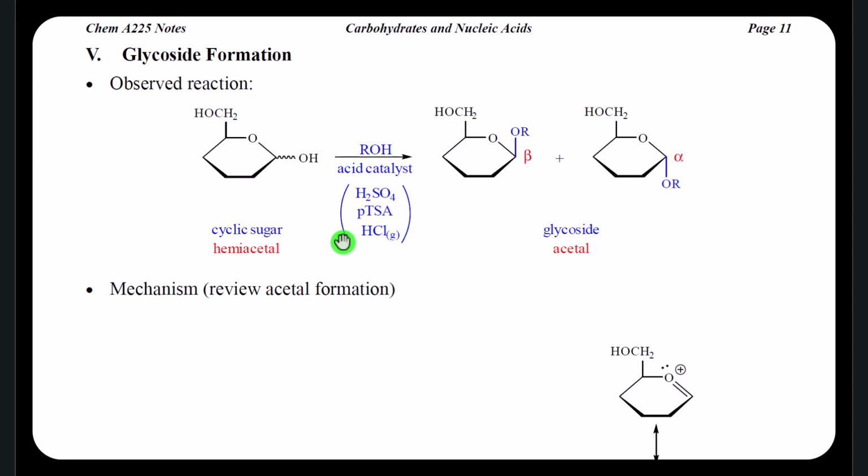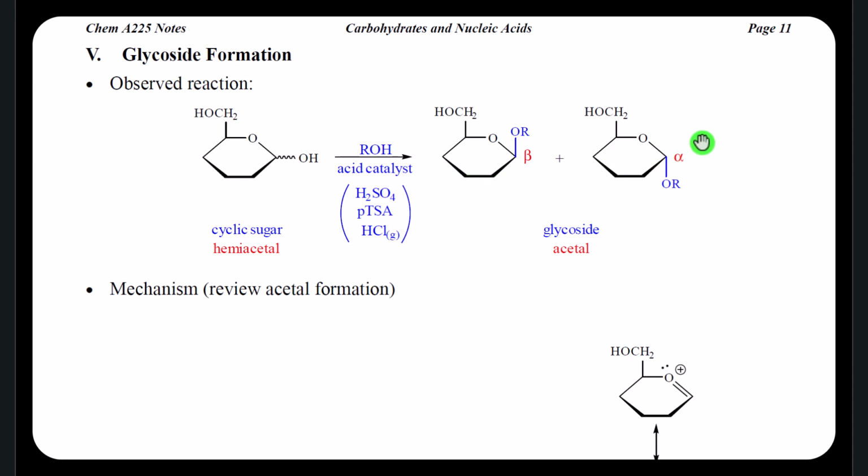The conditions for the glycoside formation reaction are, first of all, an alcohol, which will become attached to the sugar, and then some form of strong acid catalyst. Many can be used. Probably most common that I've seen is sulfuric acid, but of course we can also use PTSA that we discussed in chapter 18 as an organic strong acid, and we can even use hydrogen chloride gas bubbled through the alcohol to make a solution of the acid.